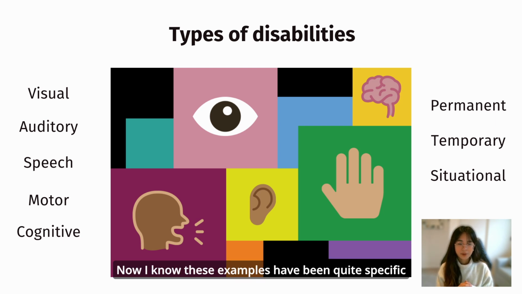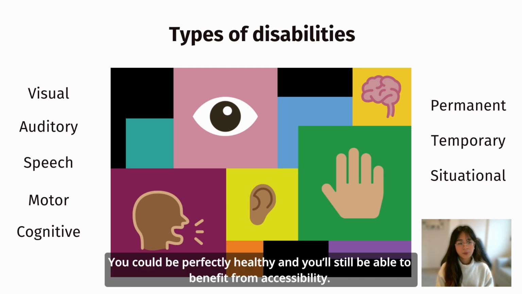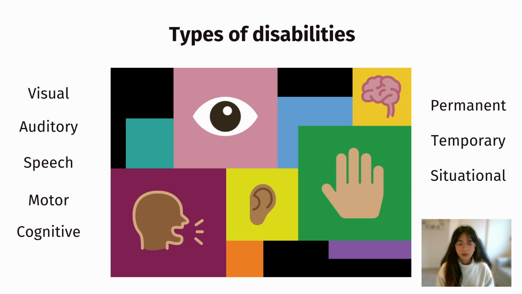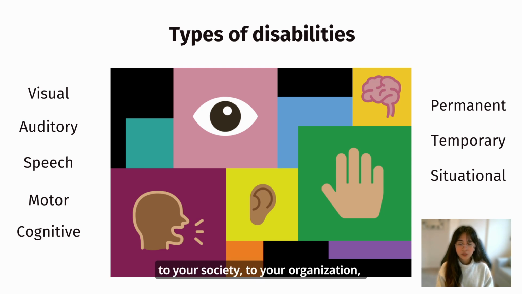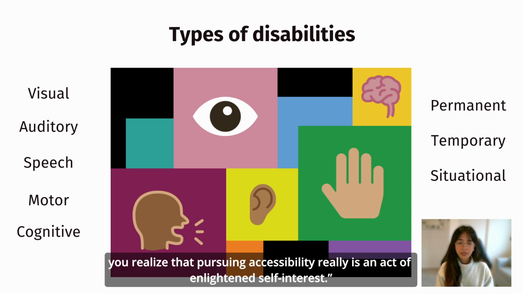Now, I know these examples have been quite specific, but the main idea I wanted to express here is that you don't have to be someone with a permanent disability. You could be perfectly healthy and you'll still be able to benefit from accessibility. I read this really good quote that stuck with me to this day, and it was, "So when you realize the benefits of accessibility to you personally, to your society, to your organization, you realize that pursuing accessibility really is an act of enlightened self-interest."